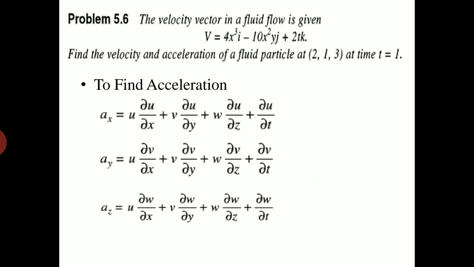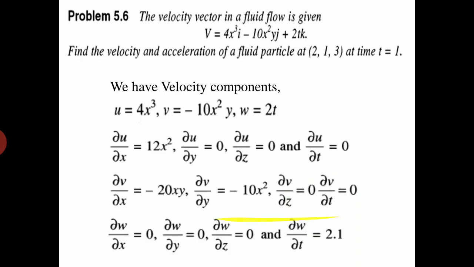So for this we need to calculate the derivative of each component of the velocity vector. That is, we have to partially differentiate u with respect to x, u with respect to y, u with respect to z, and u with respect to t. Similarly, we have to do the partial differentiation of v with respect to x, with respect to y, with respect to z, and with respect to t. Similarly, it can be done in w also.